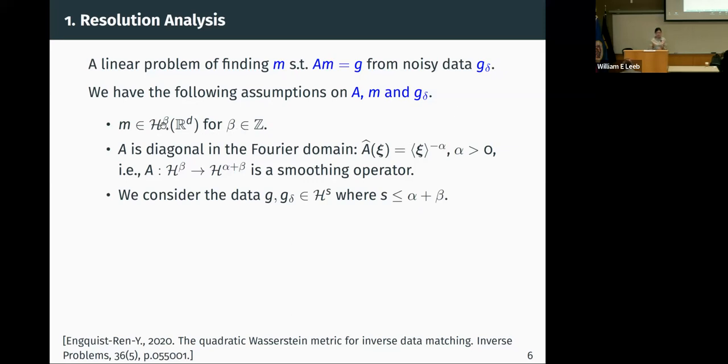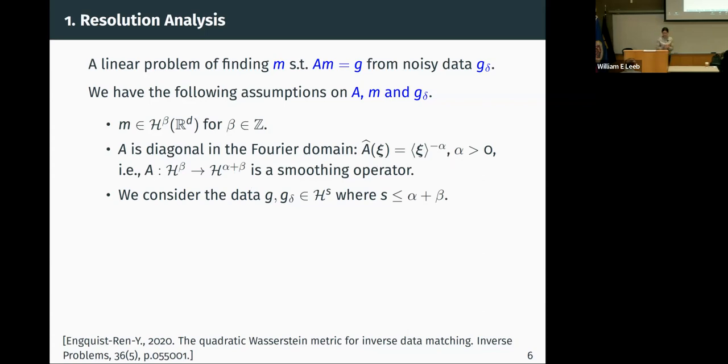So I specify which metric space I'm in. m is in H beta. H beta is a Sobolev space, W 2 beta, and beta is some integer, so it can be positive, negative, or 0. I also have an assumption on my forward operator. Earlier I mentioned the difficulty of the inverse problem always comes from the forward problem. So here I say the forward problem is smoothing in nature, in the sense it will turn something in H beta to H alpha plus beta. Alpha is positive, so you basically gain alpha orders of derivative in your solution. That is a smoothing operator. But it's exactly this alpha that makes things really difficult in inverse problems.